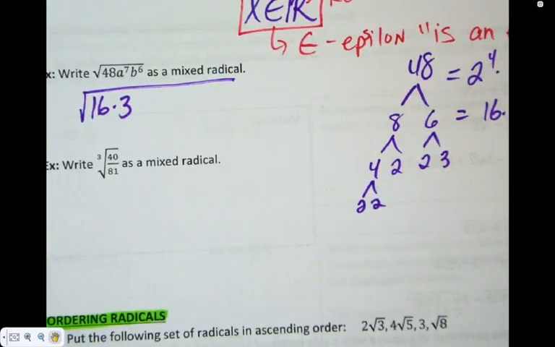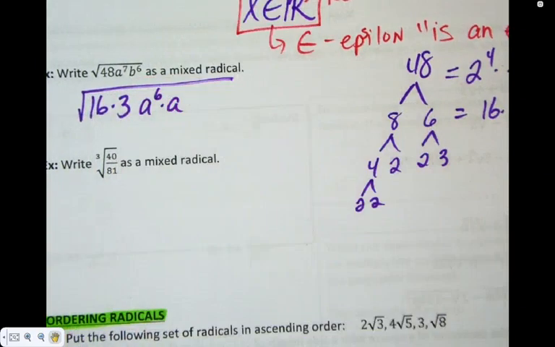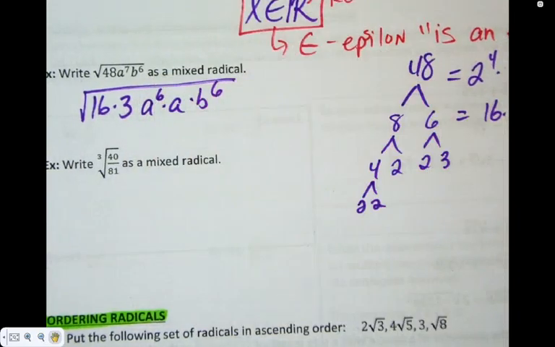What am I going to do with a to the 7? I want to split it into groups of 2. Why groups of 2 when we were just doing groups of 3 in the last example? Because it's square root. So what's the largest number in 7 that's a group of 2? I have a to the 6 and an a left over. What about b to the 6? I don't want to split that into anything. I want to leave it because it already is an even number. So I'm just leaving it.